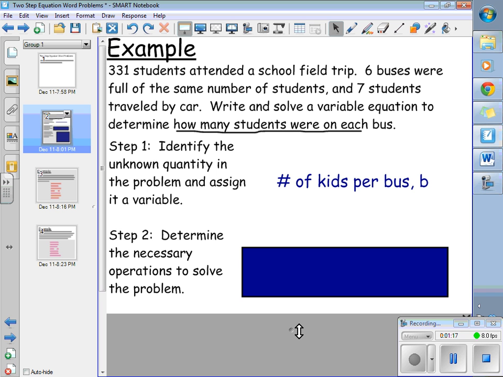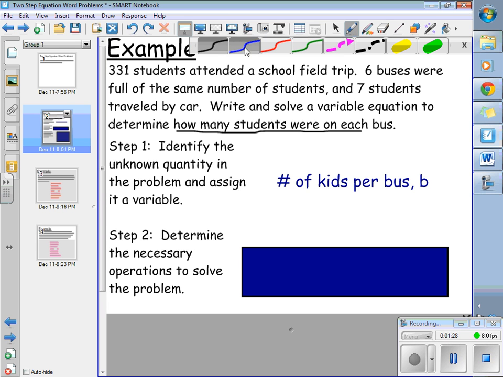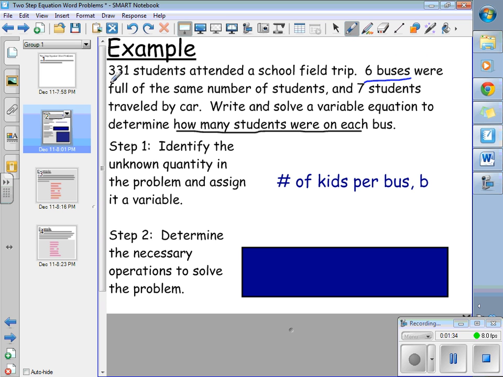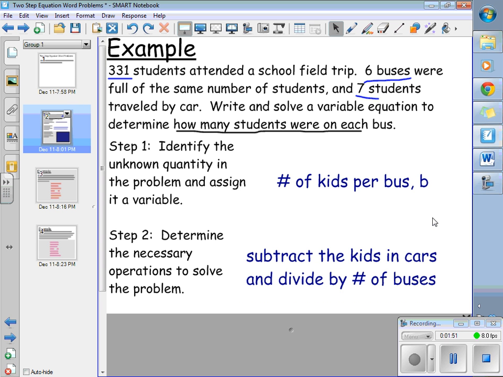The next step, 2, is to determine the necessary operations to solve the problem. So if you look at this problem here, we have 6 buses full of the same number of kids, 331 students, and 7 students that are traveling by car. So if we think about that, I'm hoping you guys are thinking that we're going to subtract the kids in the car to give us the number of students that are on the buses, and then divide by the number of buses.